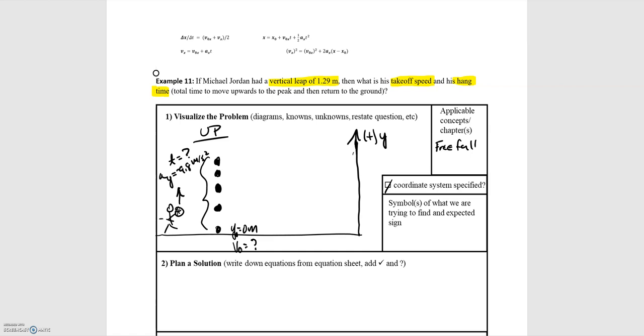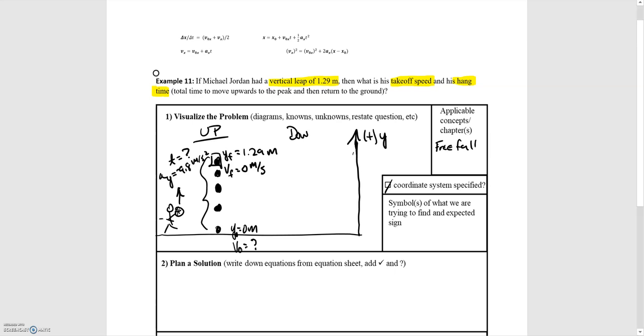For the upper dot in the motion diagram, this is going to be the final position, corresponding to the maximum height that he can reach. So that's 1.29 meters. The top is a turnaround point. So he jumps up, he reaches a maximum height, and then he comes back down. So the velocity must be 0 at the peak of the motion. So we have a final velocity of 0 meters per second in this top dot right here.